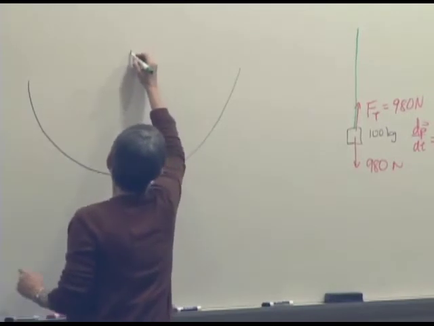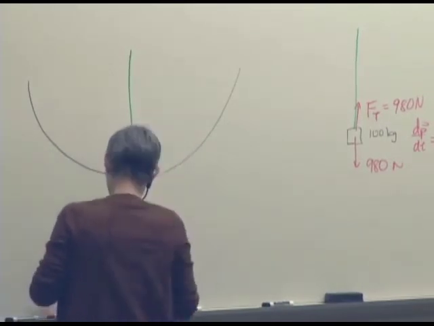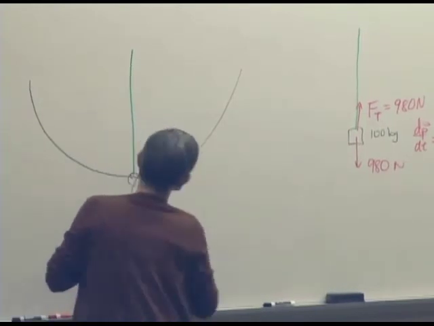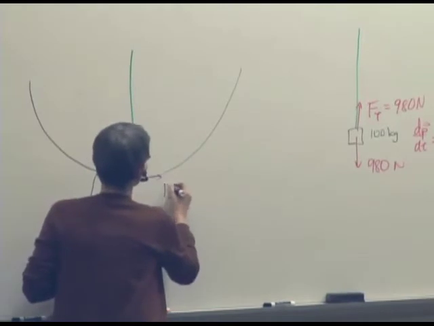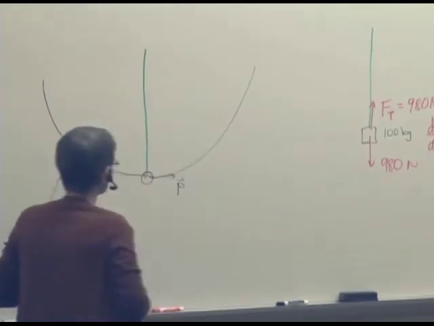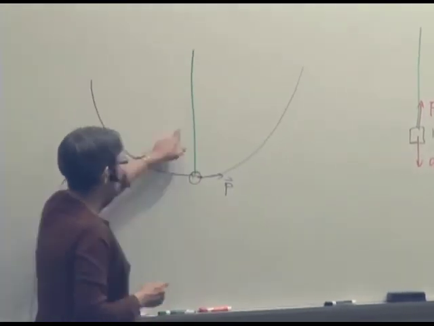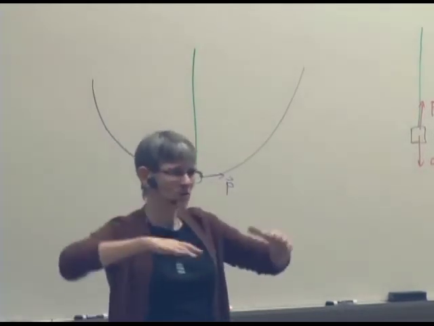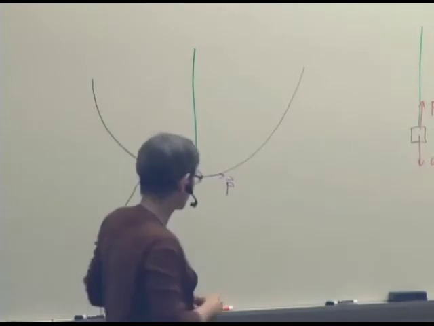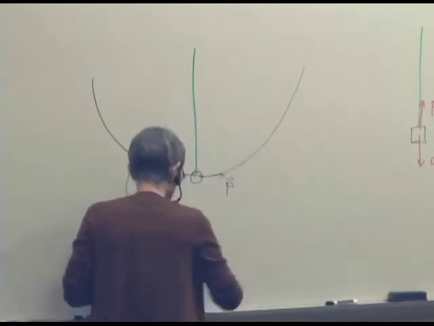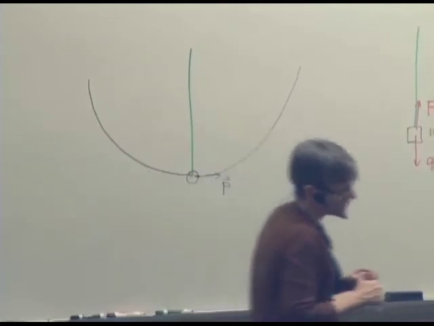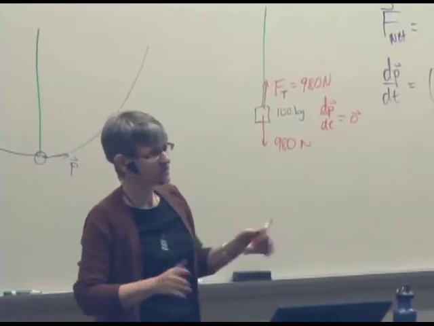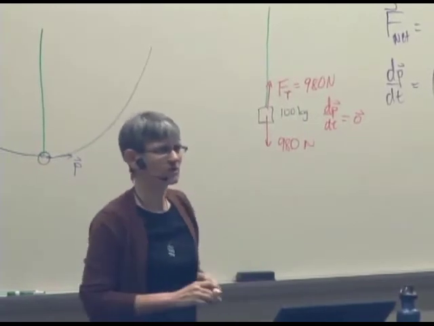And so here's the vine. Here's Tarzan. Here's his momentum. And we want to know what the force the vine is exerting at this moment to hold Tarzan up and turn his momentum is. And so we've actually got the same scenario, don't we?